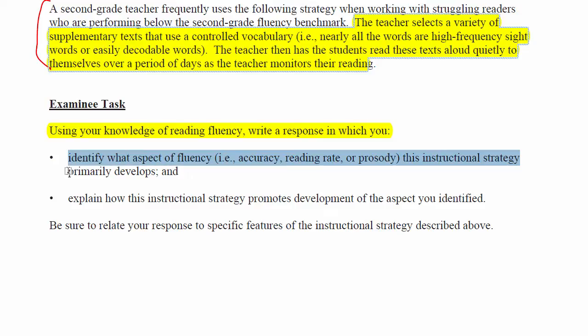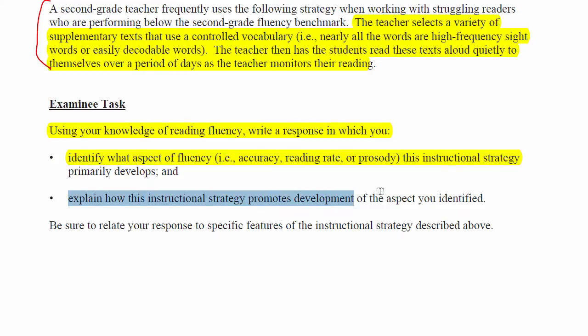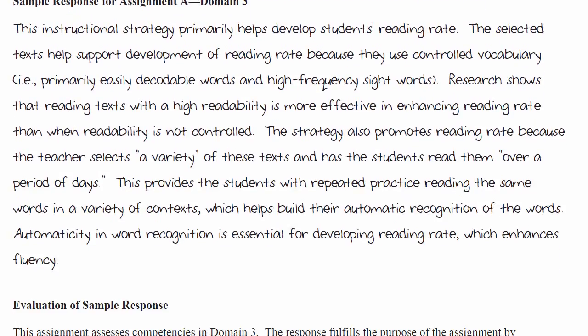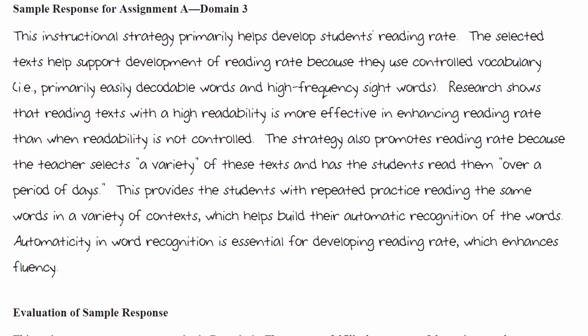So they want you to identify the aspect of fluency that the teacher is targeting: accuracy, reading rate, or prosody. And then they want you to explain how this promotes the development of fluency. And you have only 75 to 125 words in which to do it. So let's take a look at what they say is a good response to this question.